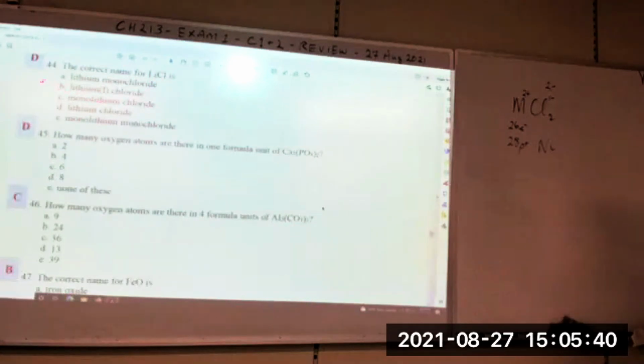Lithium chloride. There you go. Don't have to say what the charge is. Don't have to say how many chlorines there are. How many oxygens are in this molecule? Actually, it's not a molecule. In this formula unit, there are 8 oxygens. 4 times 2 is 8.